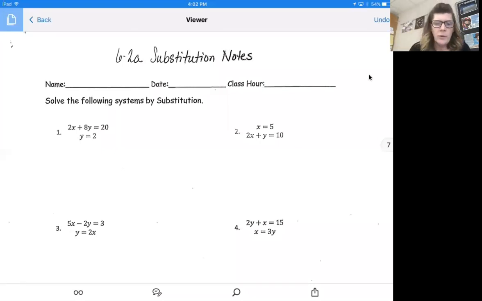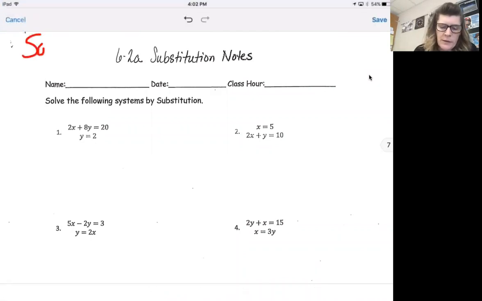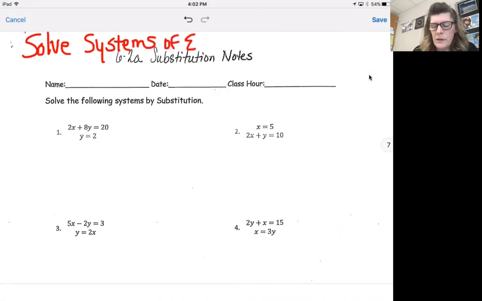Good morning. Today we're going to talk about how to solve systems of equations by using substitution. So we're going to solve systems of equations, which is just more than one equation at a time, using substitution. So we're going to use a different method.